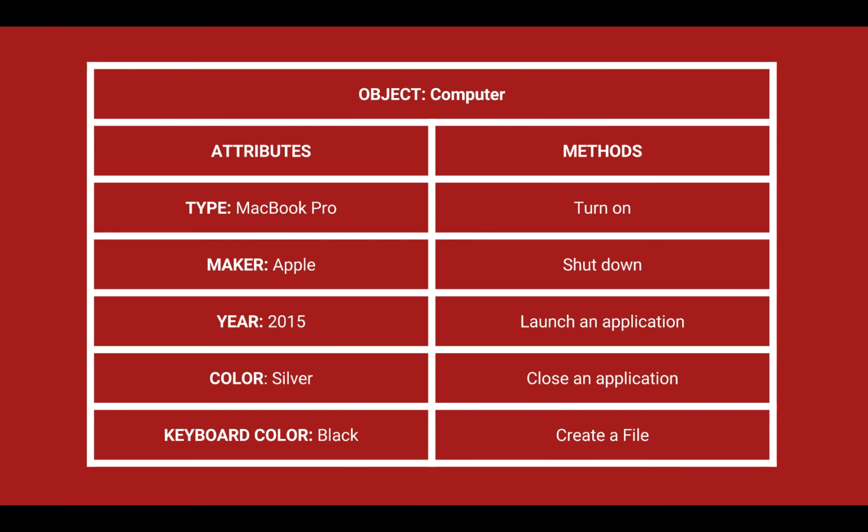Notice that these are not actions. These are not things that the computer does. Rather, these are descriptive characteristics or details about the object. That's what I mean when I say attributes. Conversely, on the right, I have methods, which are things that the computer can do. You'll notice that all of these things start with verbs. So what can a computer do? It can be turned on. It can shut down. It can launch an application, it can close an application, and it can create a file.